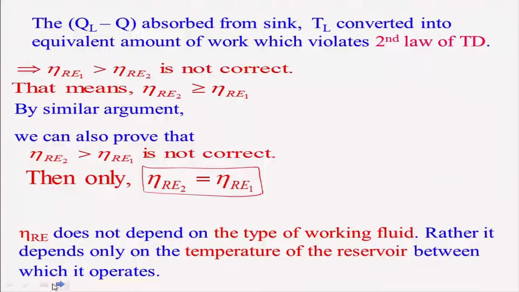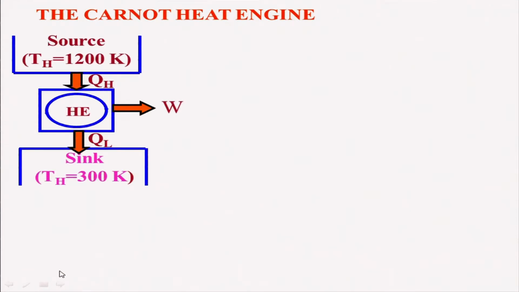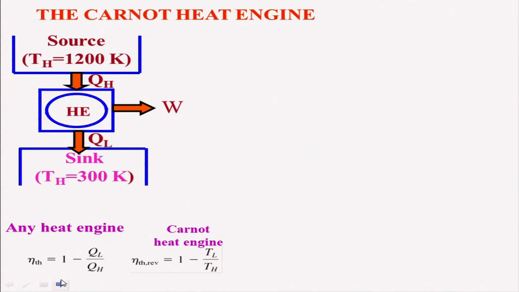So, as I told you, these theorems and the Carnot engine indicate that thermal efficiency does not depend on the type of working fluid, rather it depends only on the temperatures of the reservoirs between which it operates. So, let us look at the Carnot engine further. Let us say the heat engine is absorbing QH amount of heat from the source, rejecting QL amount of heat to the sink, and producing a certain amount of work. For any heat engine the efficiency will be 1 minus QL divided by QH, right. This is for any heat engine, it need not be reversible, but for the Carnot engine, which is a reversible engine, we have seen the thermal efficiency is 1 minus TL by TH.